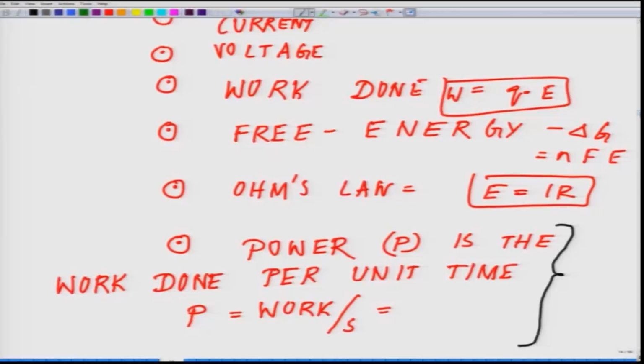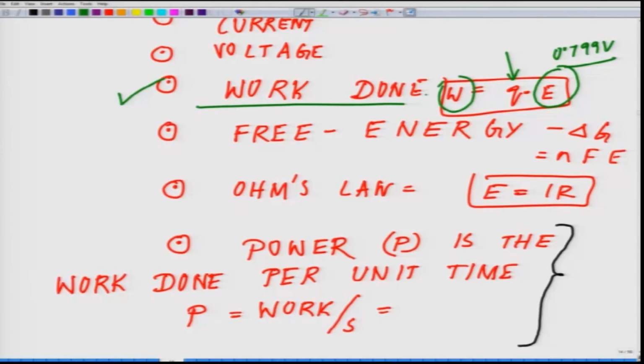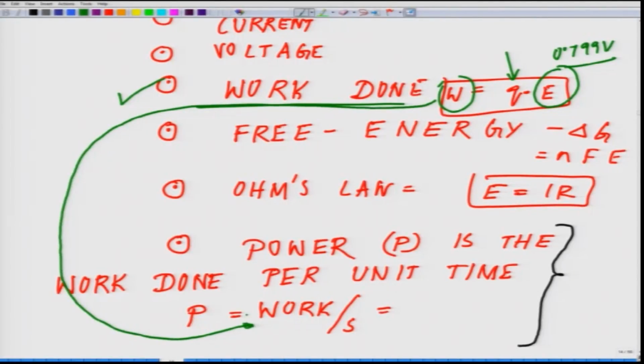Here it is, work done, you remember? So now if you know the E, which is in volts, say for example, I say 0.799 volt, and if you know the charge on the electron and how many electrons are moving, then you can calculate the work done. So see, all these basic formulae are coming back into place. Now if you know the work done, you can calculate the power: work done per second. That will give you the power of the cell.